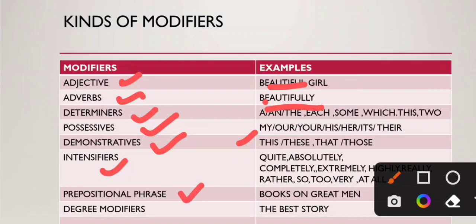A prepositional phrase is a modifier, like "books on great men." Here "on great men" is a prepositional phrase and it is modifying the noun books. Degree modifiers: positive, comparative, superlative, like "the best story I have ever heard." Here the superlative "best" is modifying the noun story. So there are different kinds of modifiers.